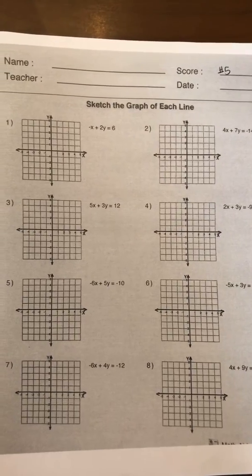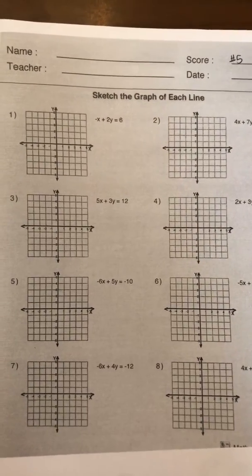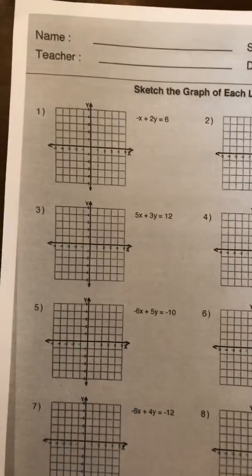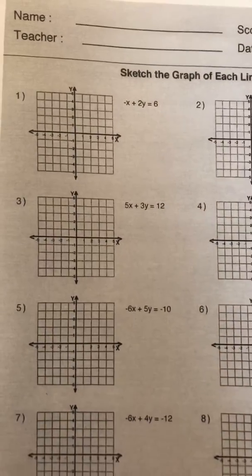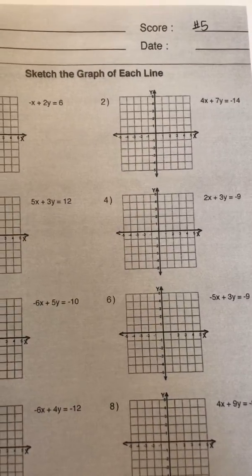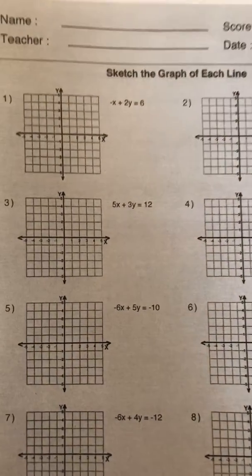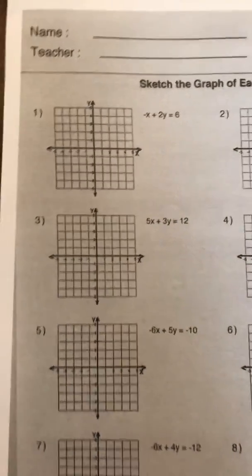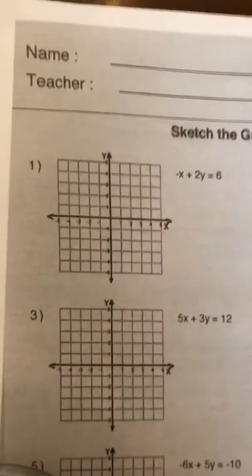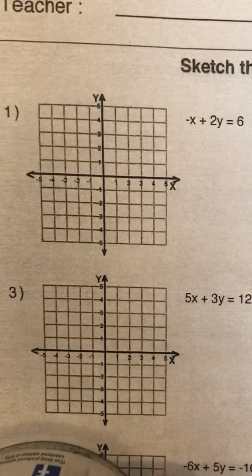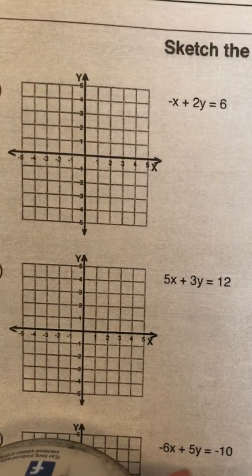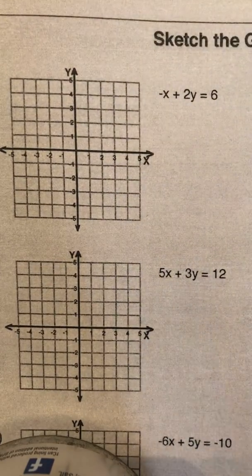Worksheet 5 for Miss Wolf is asking you to sketch the graph of each line. You'll see in number 1, and you'll notice this throughout all the problems, that they are not in slope-intercept form. So the first thing you're going to have to do is put them in slope-intercept form. And what we mean by that is y equals mx plus b. So you're going to be solving to get it in slope-intercept form before you graph it.